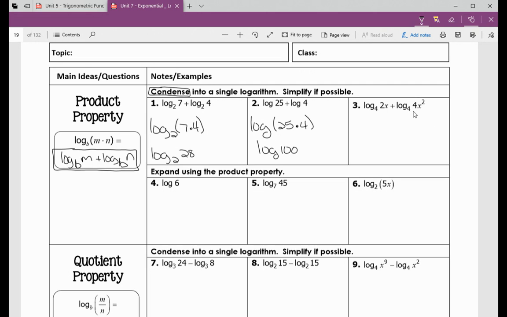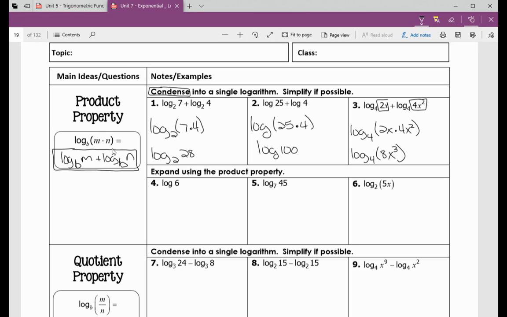In the third example, I have log base 4 plus log base 4. That allows me to write down 1 log base 4 and then multiply the numbers together. So I'm going to multiply 2x times 4x squared. So that gives me log base 4 of 8x to the third when you multiply those 2 terms together. So that's what it means to condense. You're starting with multiple logarithms, but you're condensing it into a single logarithm.